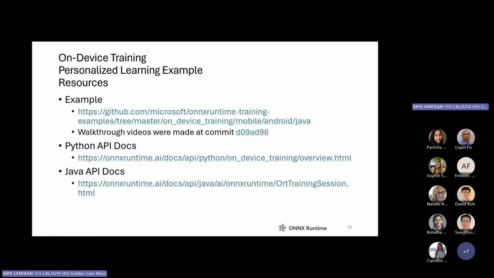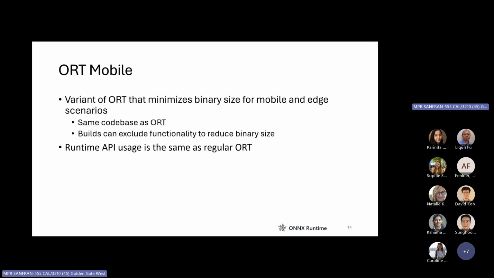So this example is available on GitHub if you want to take a closer look at it. Use the Python API and the Java API, the on-device training APIs. So the references to those are there. Now let's talk a little bit about some ORT Mobile features.